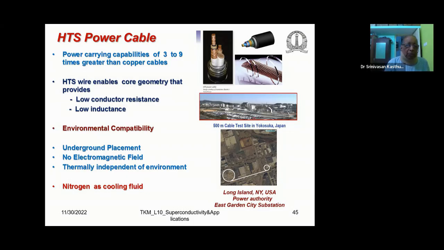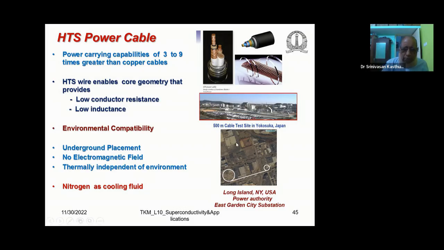So power capacity of 3 to 9 times compared to copper cables is possible using high temperature power cables. The high temperature wire cables enable core geometry that provides low conductor resistance and low inductance. And it's also suitable for environment compatibility: underground placement, no electromagnetic field, thermally independent of the environment, and it can use nitrogen as a cooling fluid.